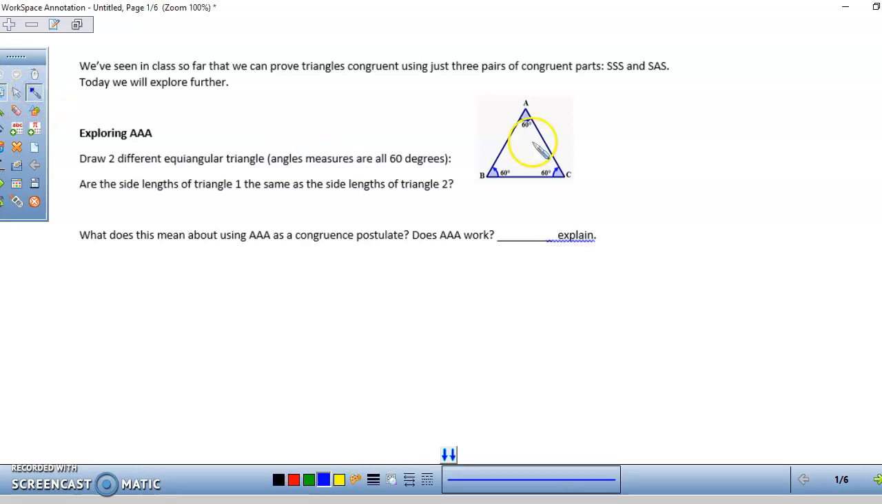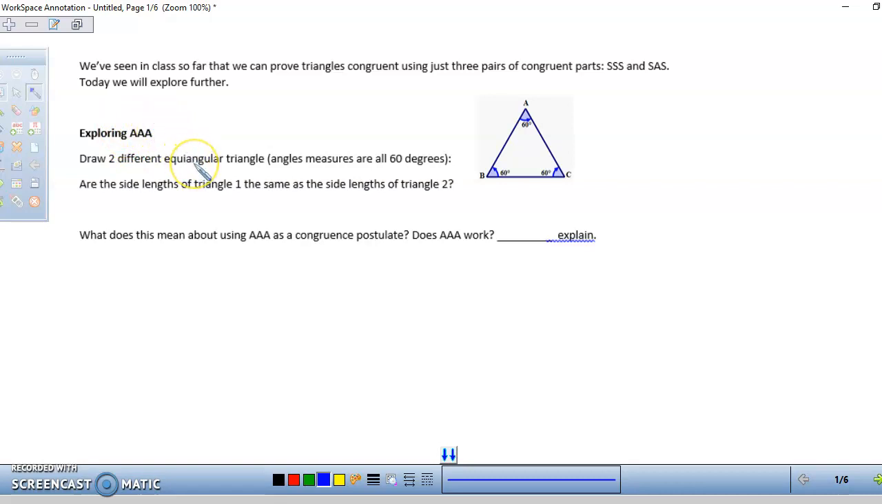Hello, geometry. Today we are going to explore further with triangle congruency. So far, we've looked at three pairs of congruent parts. Side-side-side worked, and side-angle-side also worked as triangle congruency reasons. Today we're going to start with trying angle, angle, angle.